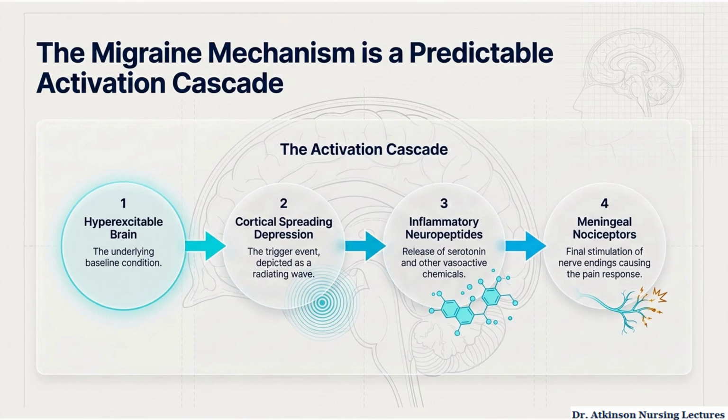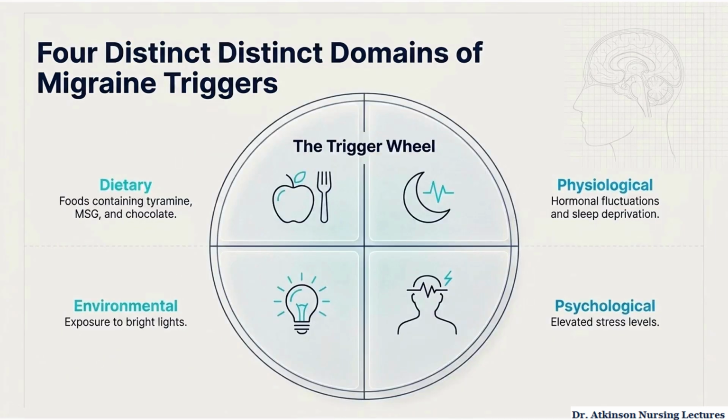Those inflammatory chemicals stimulate the meningeal nociceptors, which are basically pain-sensitive nerve endings around the brain and meninges. And once those pain pathways are activated, the patient experiences the migraine symptoms: throbbing pain, photophobia, phonophobia, nausea, and sometimes aura symptoms as well. One thing I want you to remember is that migraines are both neurologic and inflammatory. That's important because it helps explain why patients can have sensory symptoms, mood changes, nausea, and significant pain all at the same time.